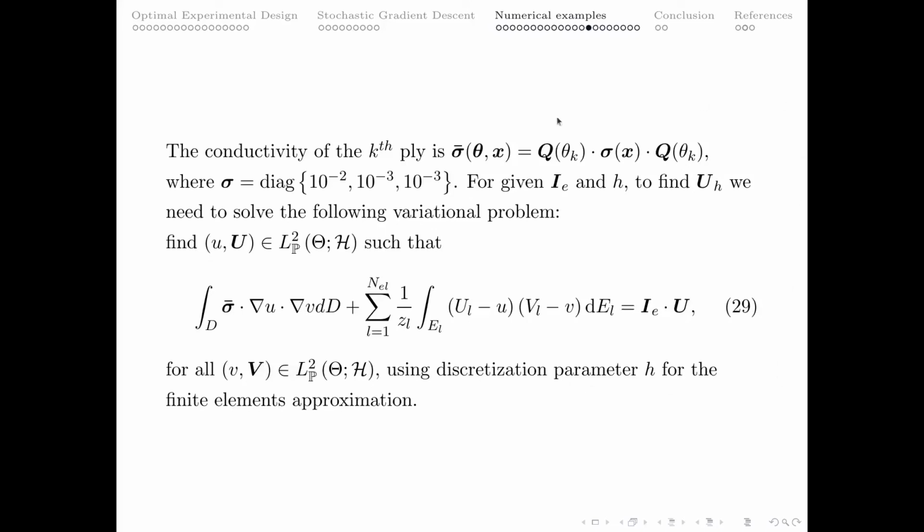So how do we get these potentials at the electrodes? First, we need to define some conductivity tensor, where we input these angles of the plies, and then we need to solve the following variational problem, which is one of finding the potentials on the body and on the electrodes that satisfy the following partial differential equation for all test functions v here. Note that we use the finite element method with discretization parameter h.